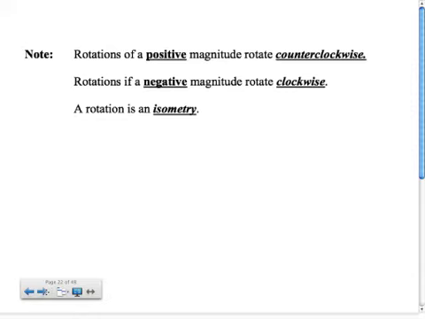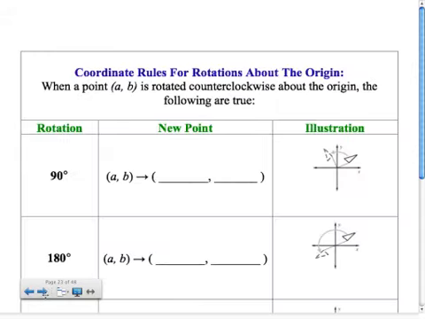And finally, a rotation is an isometry. In other words, when you rotate a figure, the original figure and the new figure are identical: same exact size, or congruent.